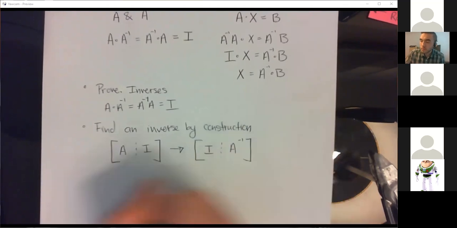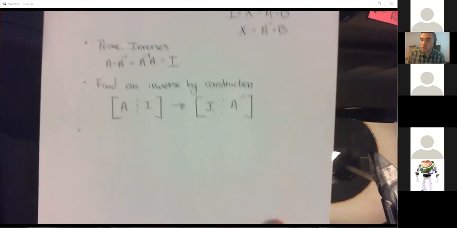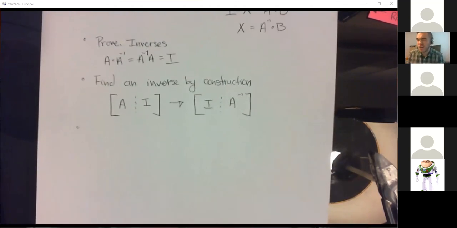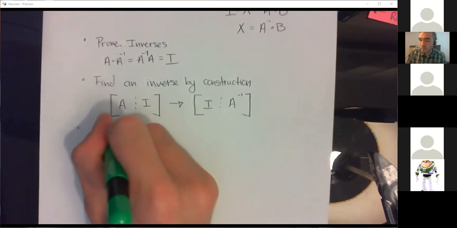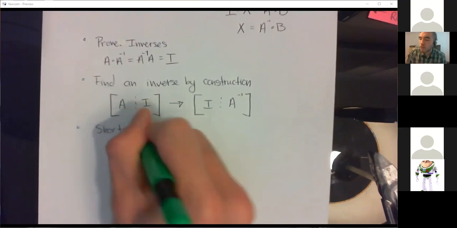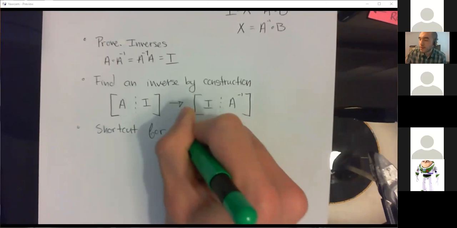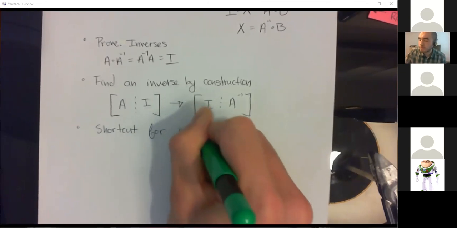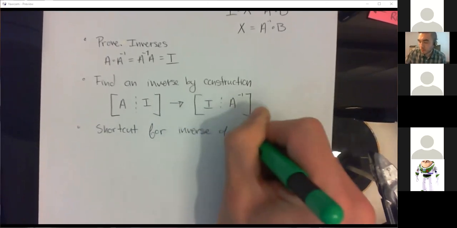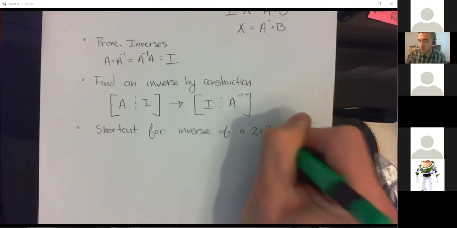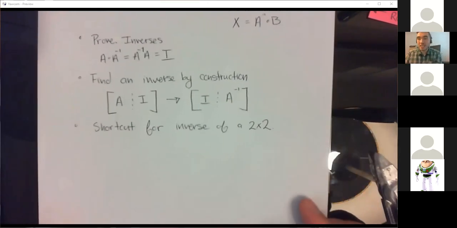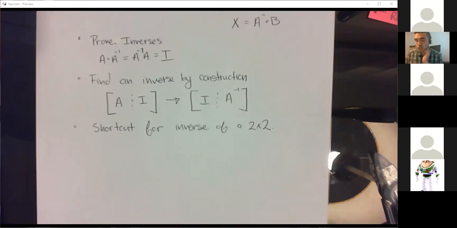and now the right-hand side has become our inverse. And then the last thing that I'm going to tack on here about inverses, which technically comes from 9.8, but I'm going to put it here anyway, because I think it goes nicely here, is we actually have a shortcut for the inverse of a 2 by 2. Now, the reason why this doesn't come up until section 9.8 is that it uses a determinant, which we're going to get into for our recap of what skills are in 9.8.